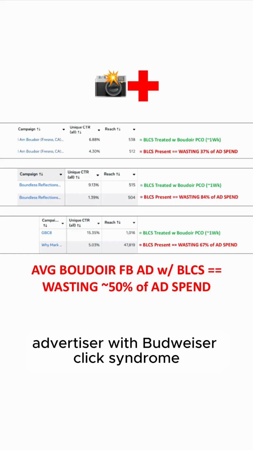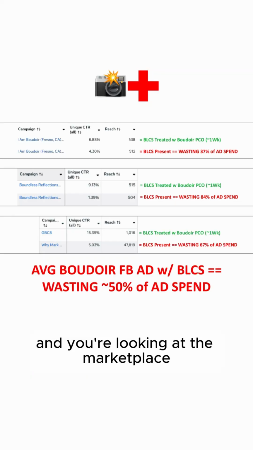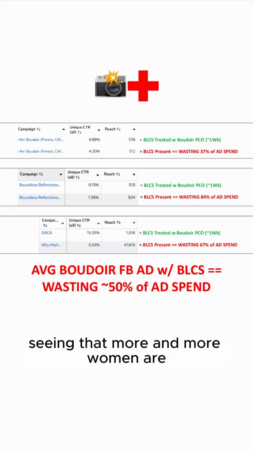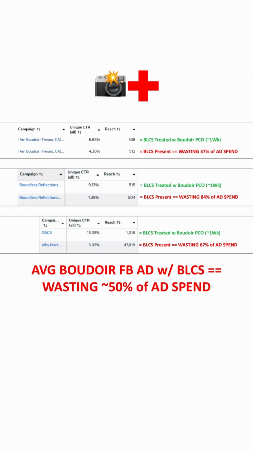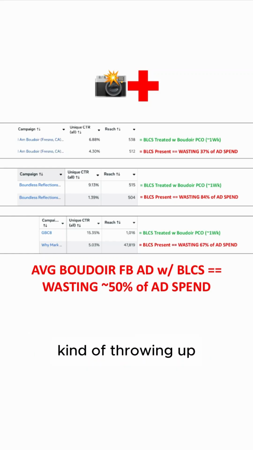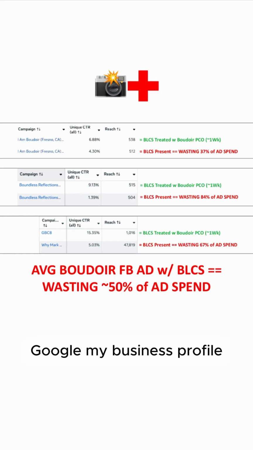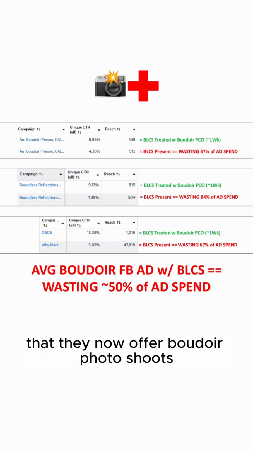All right, so if you're a BLCA, a Boudoir low click advertiser with Boudoir low click syndrome, and you're spending more than 10 grand a month on Boudoir Facebook ads, and you're looking at the marketplace seeing that more and more women are entering the marketplace as boudoir photographers every day. Seems like anytime someone gets a new iPhone, they're throwing up a Google My Business profile that they now offer boudoir photo shoots.